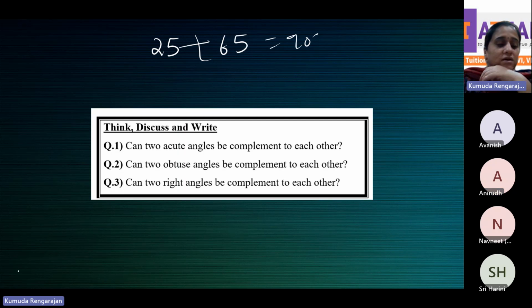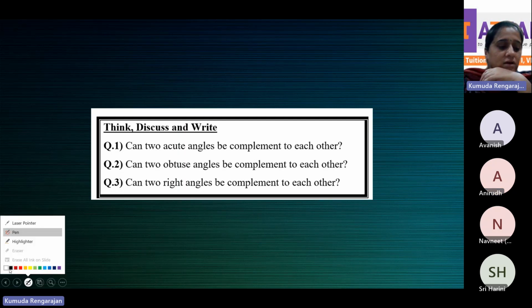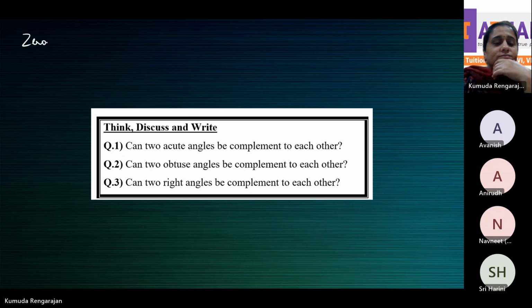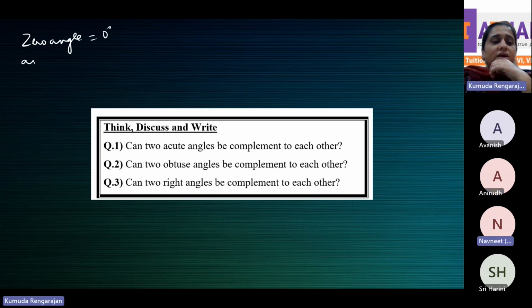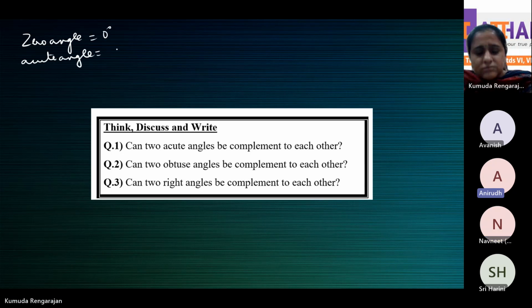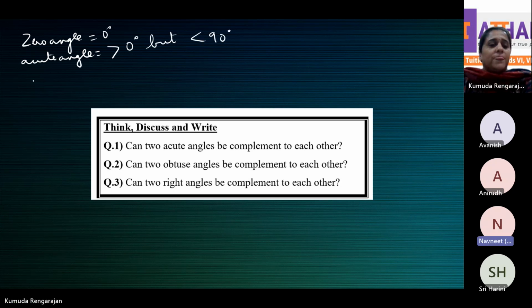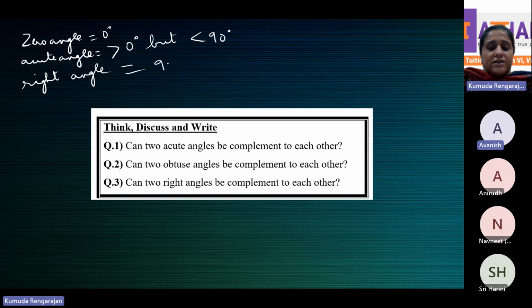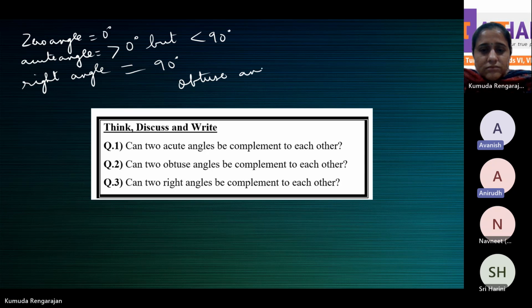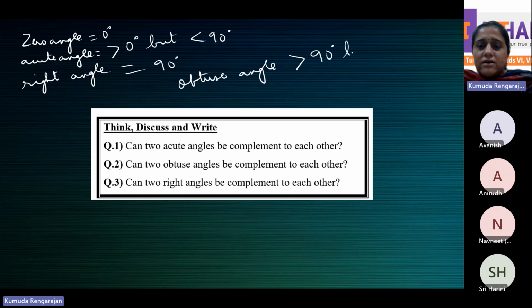Now one minute before that, tell me, do you all know what is a zero angle? Ma'am, the angle is 0 degrees. What is an acute angle? Greater than 0 degrees but less than 90 degrees. Then right angle? Ma'am, equal to 90 degrees. Okay, obtuse angle? 90 degrees to 180 degrees. Correct. Greater than 90 degrees, but less than 180.